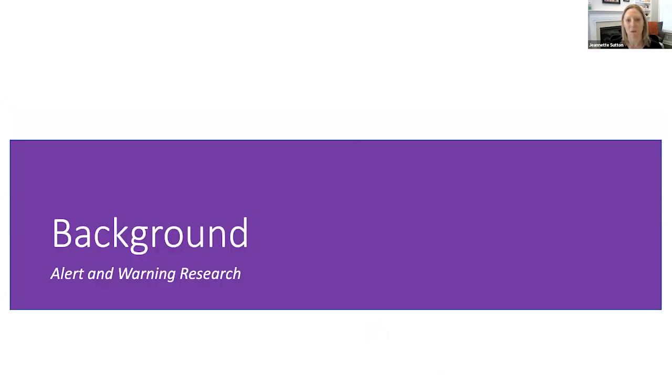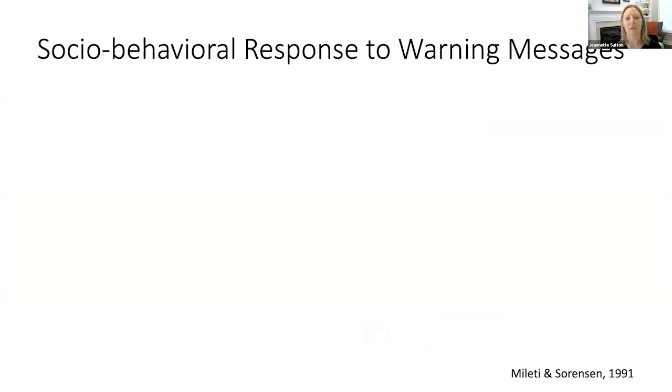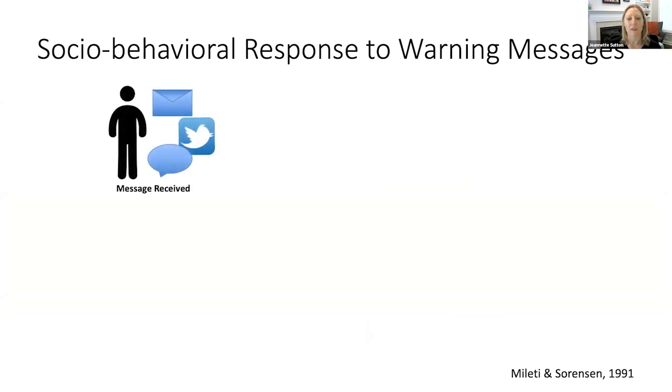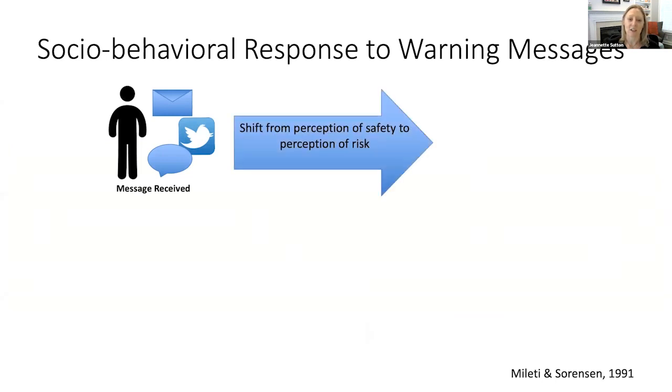Some of this should probably be very familiar to you because you've already taken the technical assistance trainings. But if you look at the theoretical foundations for warning messages, we look at the socio-behavioral responses. We know that messages have to first be received through various channels, and the intention is to shift people's perceptions of safety to a perception of risk. And as alert and warning providers, you know that this can be very difficult to do. And the intention at the end is to have a behavioral response that takes people to safety.